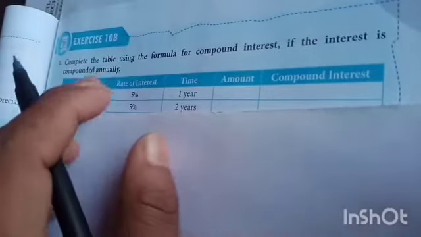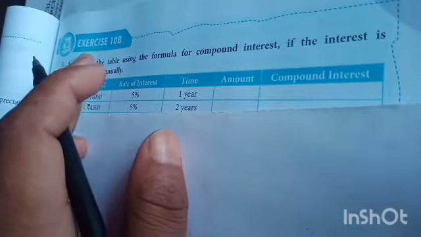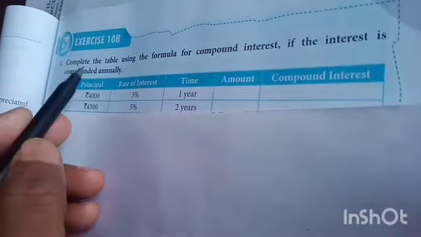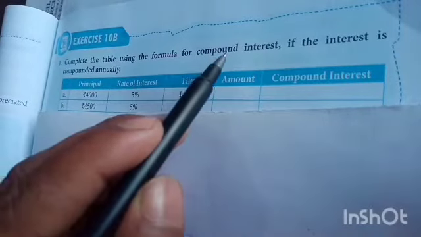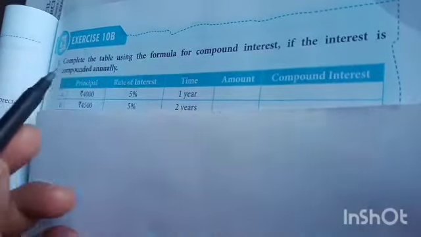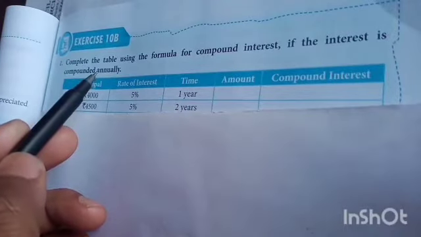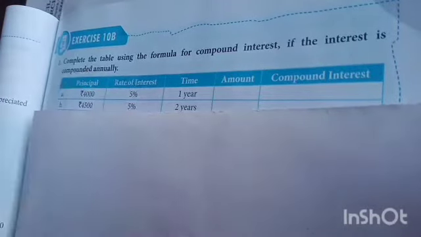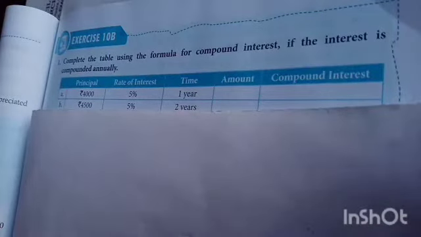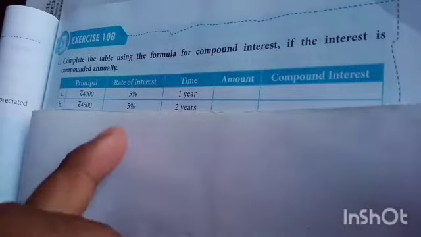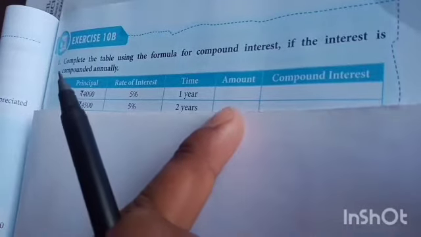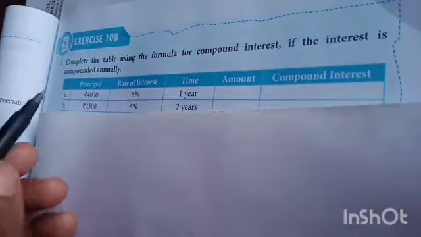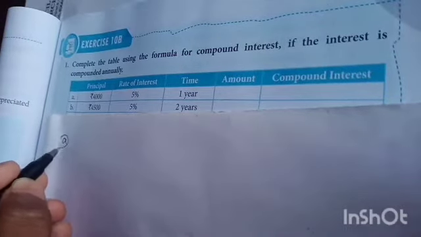So guys, see this exercise 10b, right? Exercise 10b I'm going to solve for you. Okay, so see now, question number 1 is given. Complete the table using the formula for the compound interest if the interest is compounded annually. Okay, so we have to use here the compound interest formula. Okay, it means the second method I told you, this method you have to use for finding these two amounts. So first of all, number A, you see the principal is given how much? 4,000 rupees, is it? So A number I am going to solve.